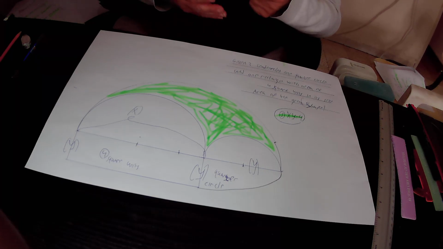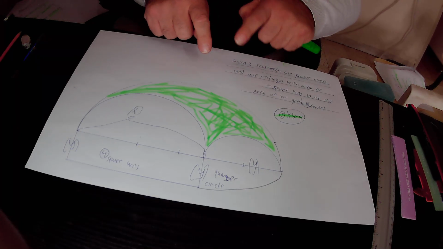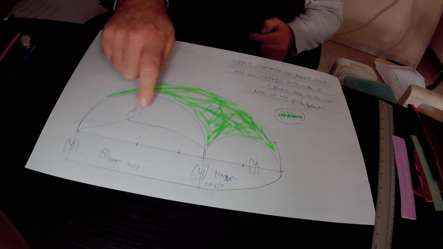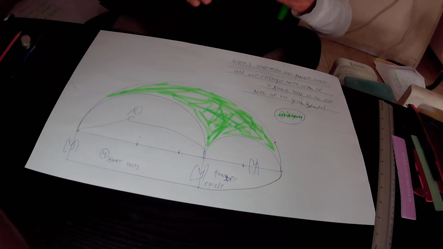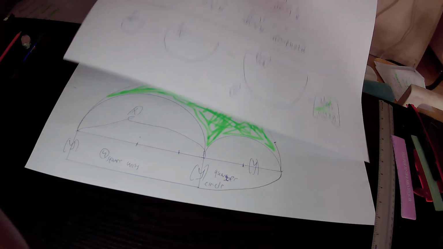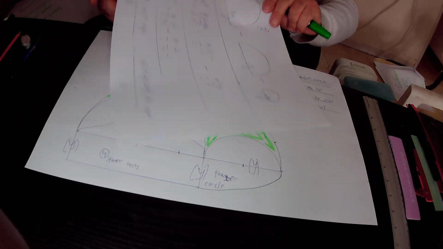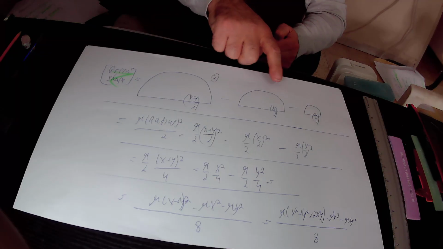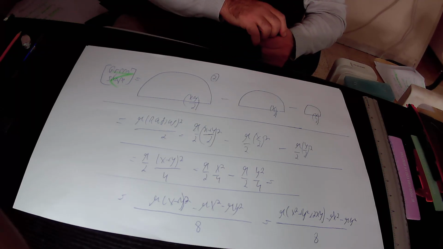From the drawing it is very easy to see that the area of this ring shape in total is equal to the area of the biggest semicircle minus the area of this medium semicircle minus the area of this smallest semicircle. Repeat again, the area of this ring shape is equal to the area of the biggest semicircle minus the area of the medium semicircle minus the area of the smallest semicircle.